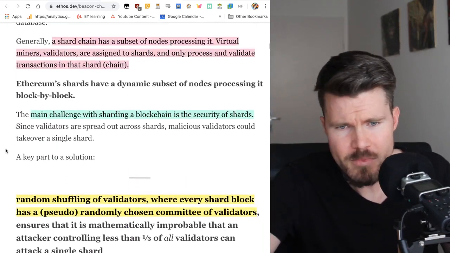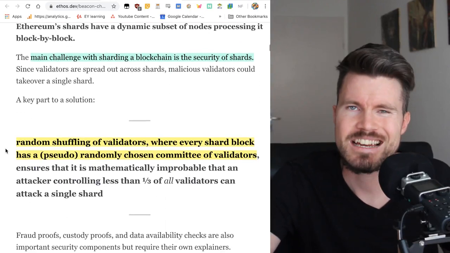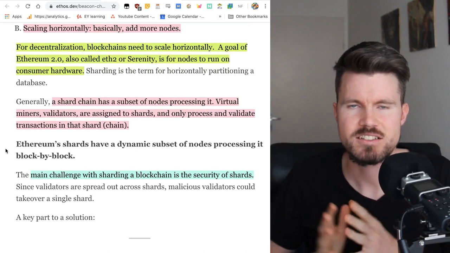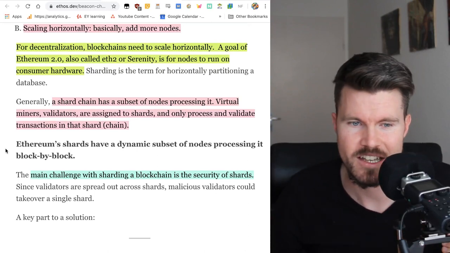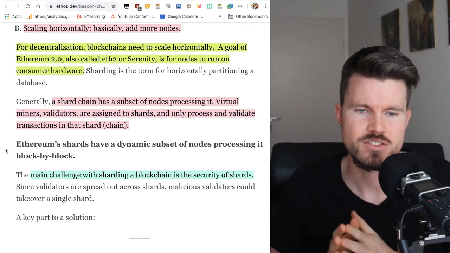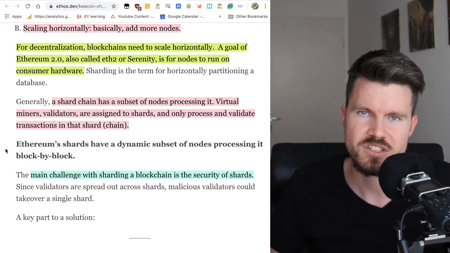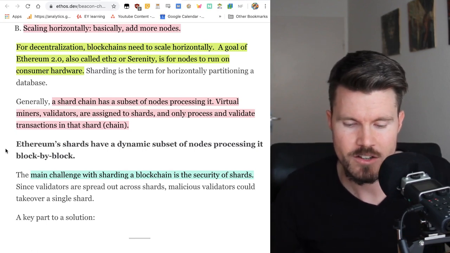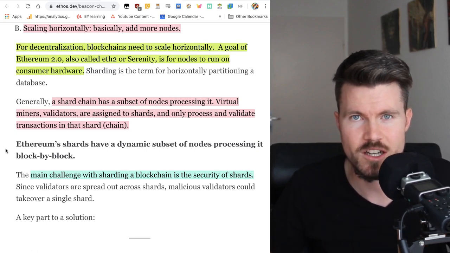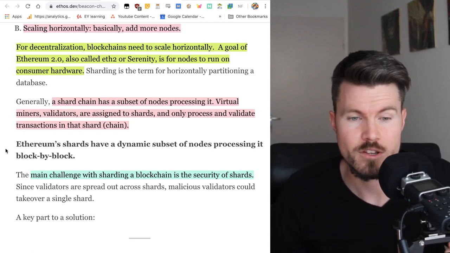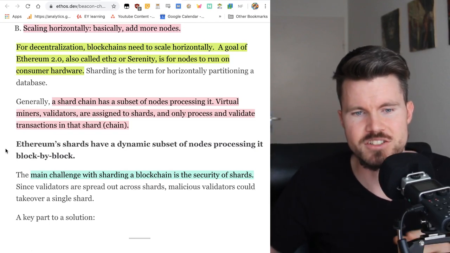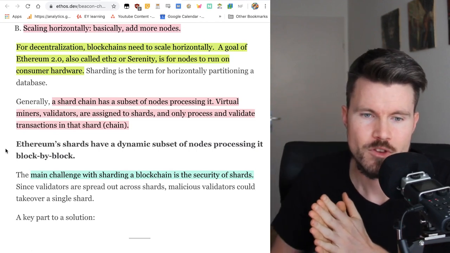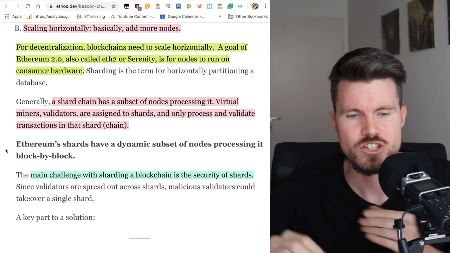Now, there are some challenges with sharding. First of all, a shard chain is a subset of nodes processing it, and virtual miners, validators, are assigned to shards and only process and validate transactions in that shard chain. In Ethereum 2.0, there are going to be 64 shards, and they're all going to be communicating with the beacon chain, with nodes processing each shard chain.